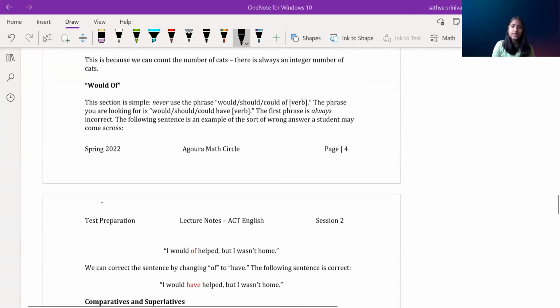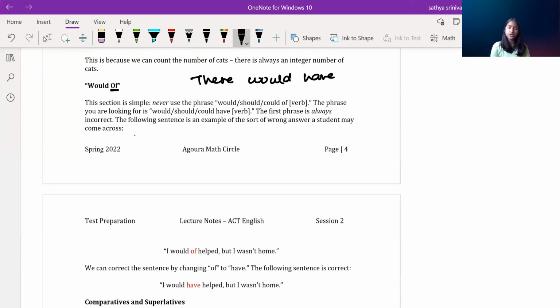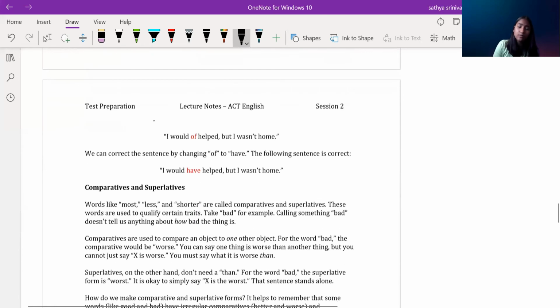And then another thing is that whenever you have something like would have or should have, you can never put would of, right? Even though when we speak, you would say would have, could have, or something like that, you never would actually write that. It's could have, right? So, I would have helped. When we speak, we say I would have helped, but I wasn't home. But when we write it down, the correct grammar, the correct word choice here would be I would have helped. Would of is not a word.